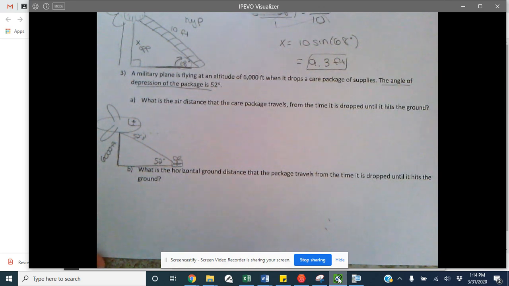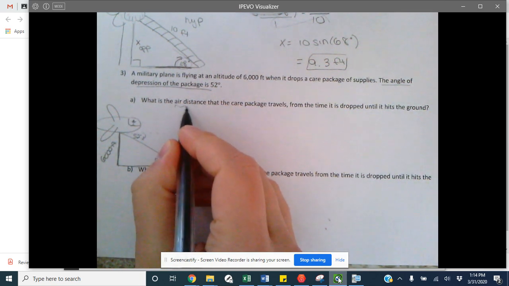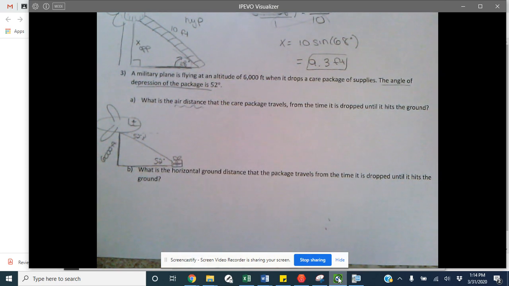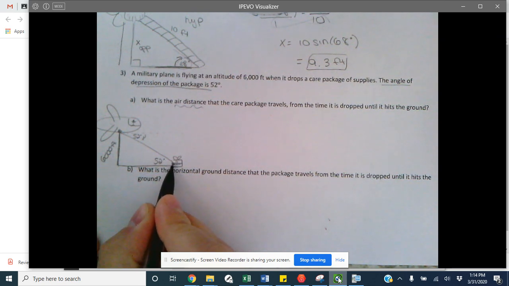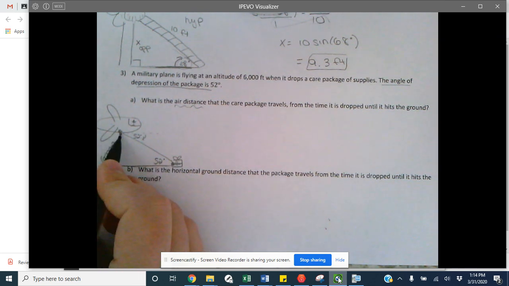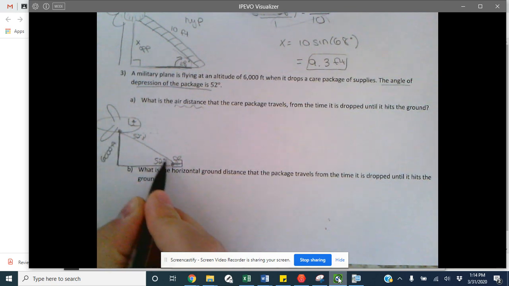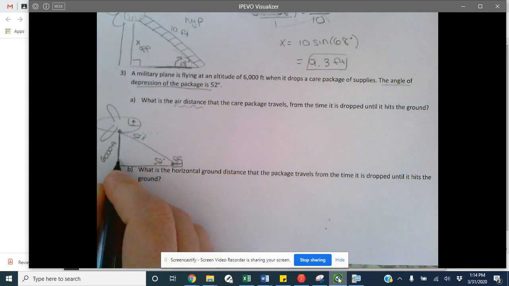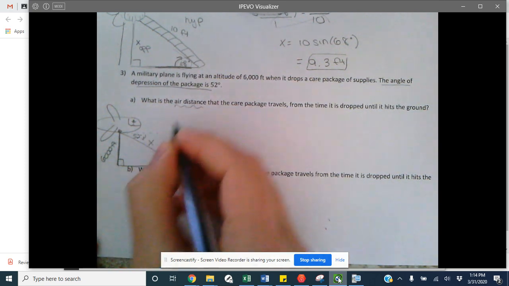All right, so now let's do question A. What is the air distance that the package is traveling? So what is the distance that is traveling in the air? Well, the package is being dropped from the airplane, and then it hits the ground down here. So all of this is where it's falling in the air. So the air distance is going to be x.